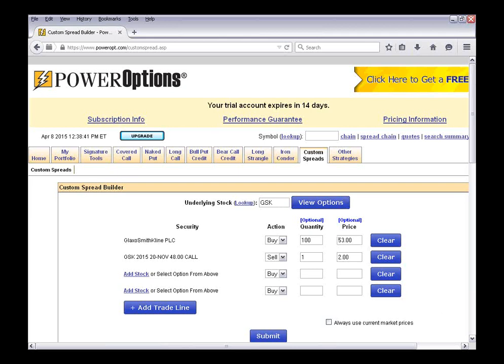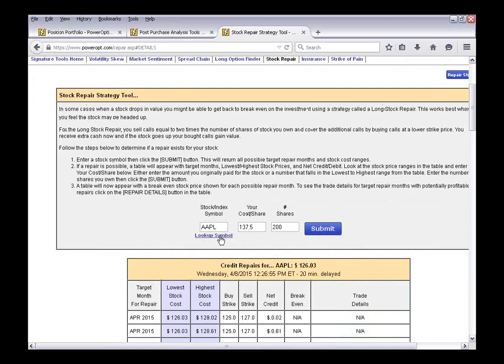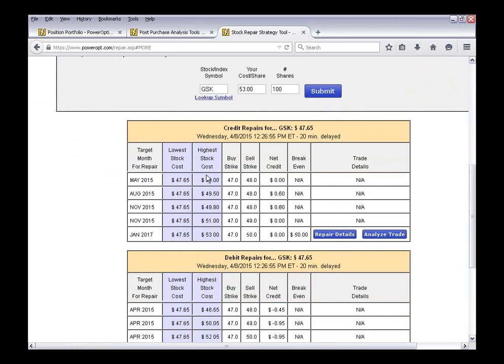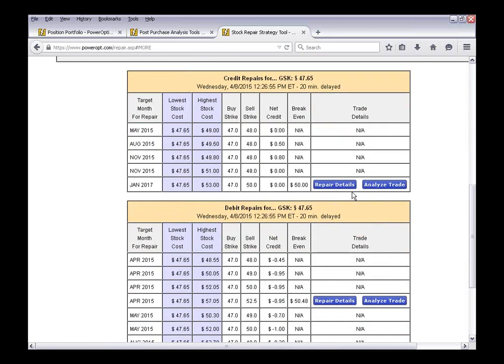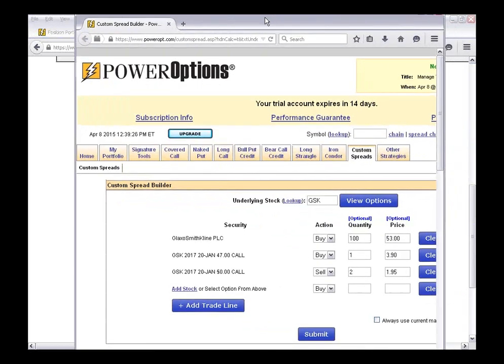Can we repair this? Let's take a look. Let's go back to our stock repair tool once more. Let's go to GSK and $53 and 100 shares. All right, so this one again, because of the strike differences, a 3-point strike difference, the first credit repair comes out in January of 2017. And again, let's just look at the profit and loss chart for that repair on this position.